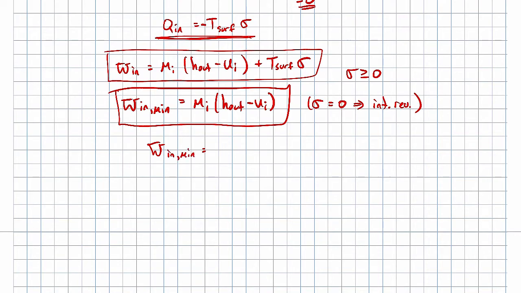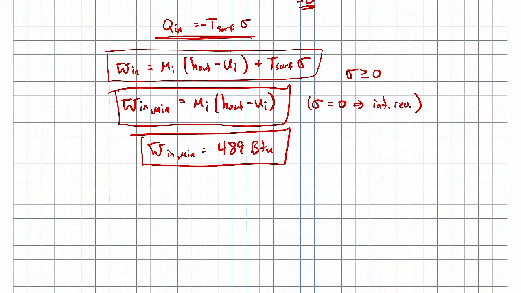So we said that the initial mass was something like 13.5 pounds mass. We found the specific enthalpy at the outlet and the specific internal energy initially. So when you plug everything in, it comes out to be 489 BTUs.